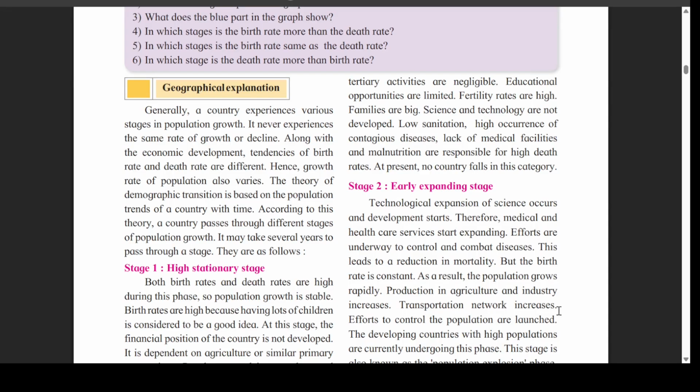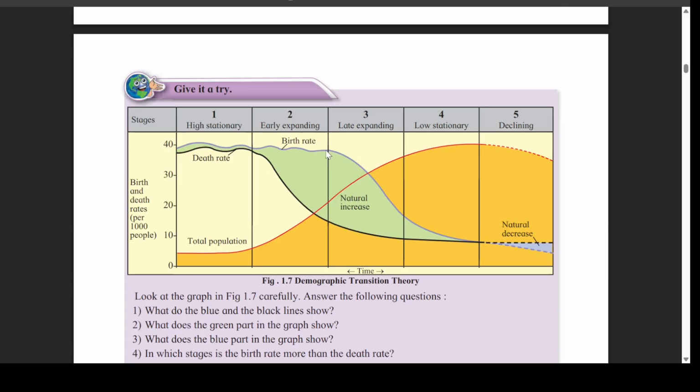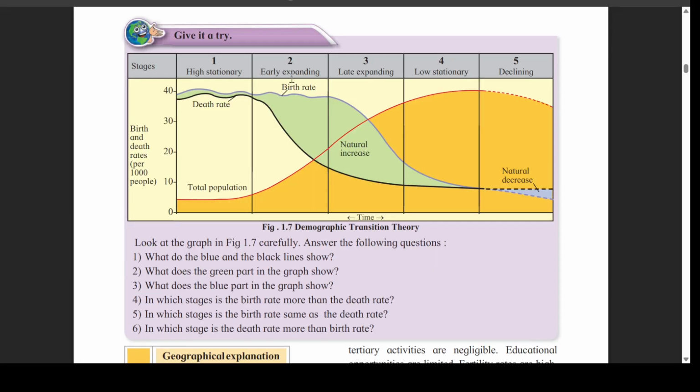Transportation network increases. Efforts to control the population are launched. Early expanding stage. Birth rate is stationary. Death rate is decreasing. Birth rate is constant. Death rate is decreasing. And that's why population grows rapidly.